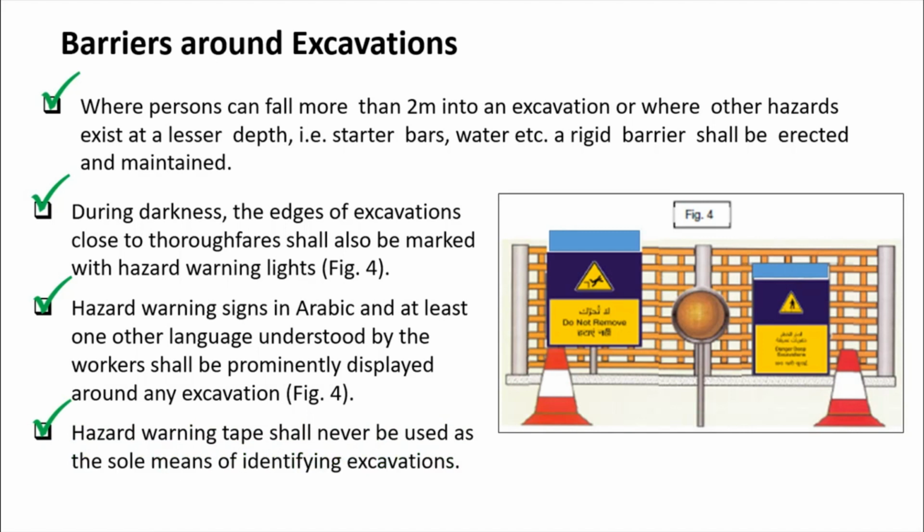Hazard warning tape shall never be used as the sole means of identifying an excavation. Warning tape is not allowed when you already have excavations, because warning tape is a soft barrier that cannot stop people from falling down into the excavations. So don't use hazard warning tape. Hazard warning tape is only for making markings when there is no excavation yet, that means before you do the excavation. But if there is already an excavation, refrain from installing hazard warning tape.